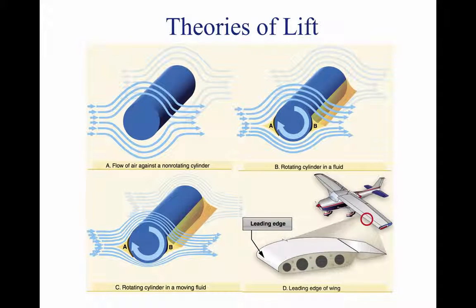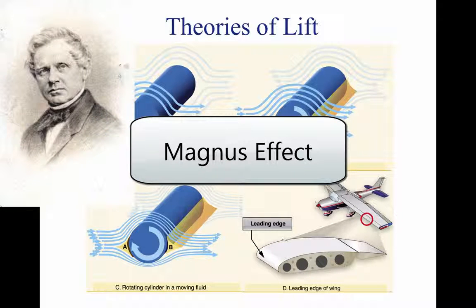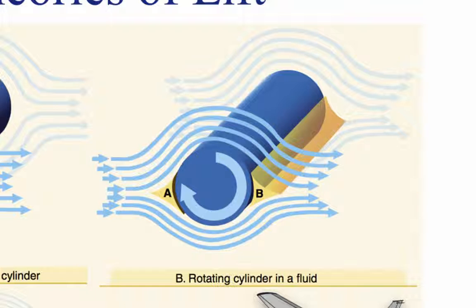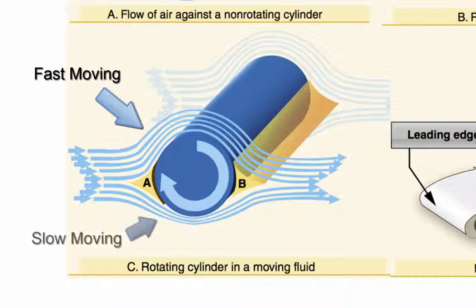The second theory that helps explain lift is the Magnus effect. This theory was created by Heinrich Gustav Magnus and helps show how the wing functions. When a cylinder rotates in a fluid, it creates a movement of the fluid because air molecules actually adhere, stick or cling to the surface. When the cylinder is rotating through a moving liquid, part of the liquid is moving fast over the top, and on the bottom, the liquid is slowed down because of friction with the cylinder's surface.